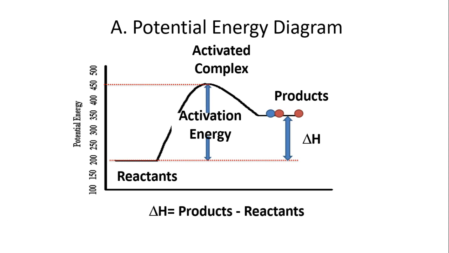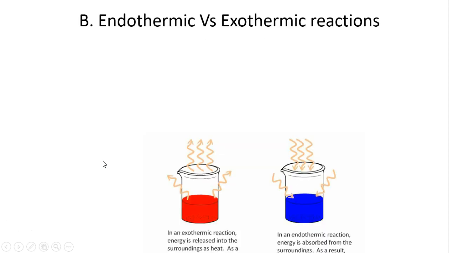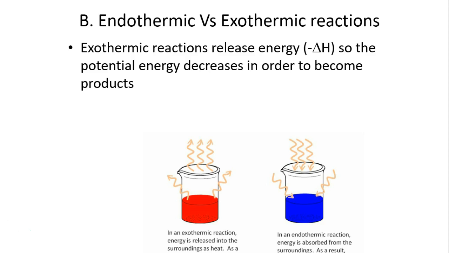Remember that to find delta H, this is from thermochem, you would take the products and subtract out the reactant. So we would do this by looking at the energy value, it's 350, and subtracting 200 for this particular reaction. Okay, so you need to remember those terms, exothermic and endothermic.